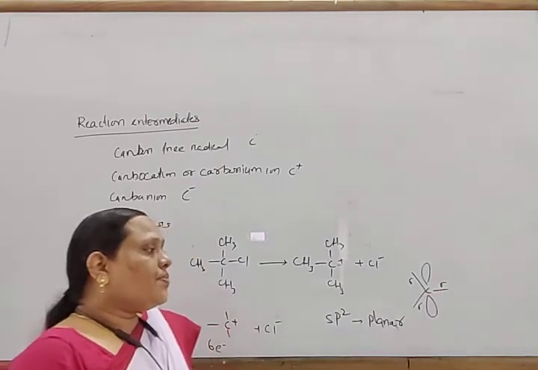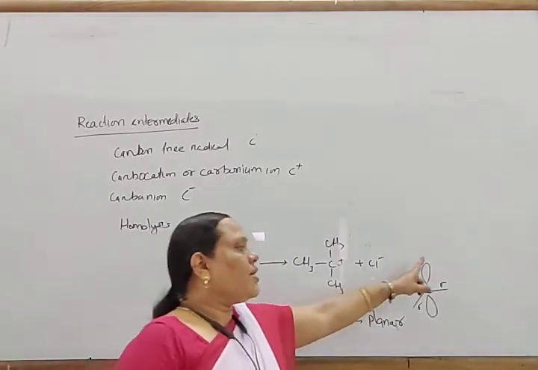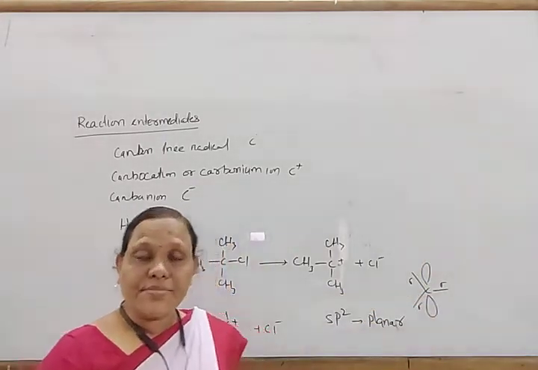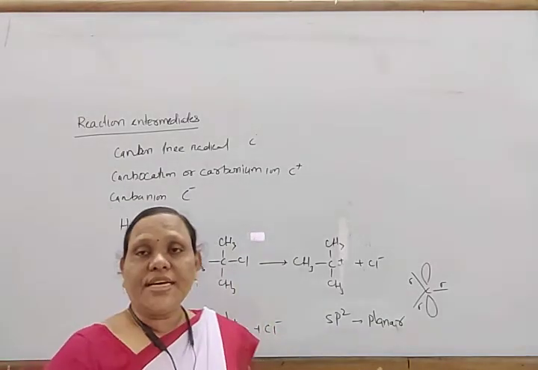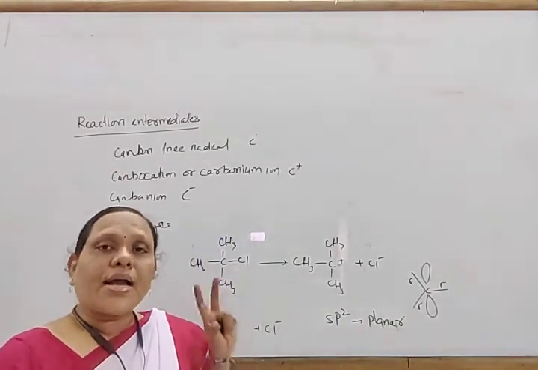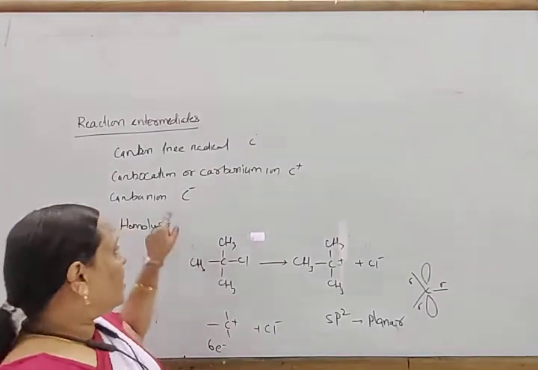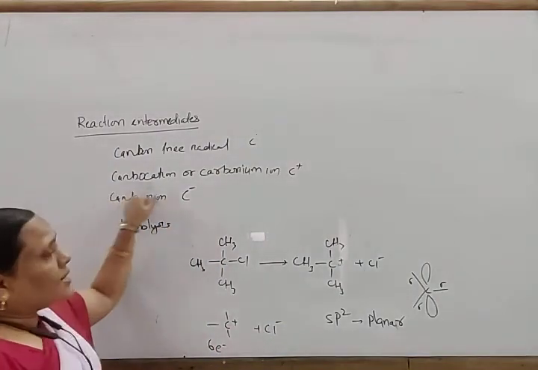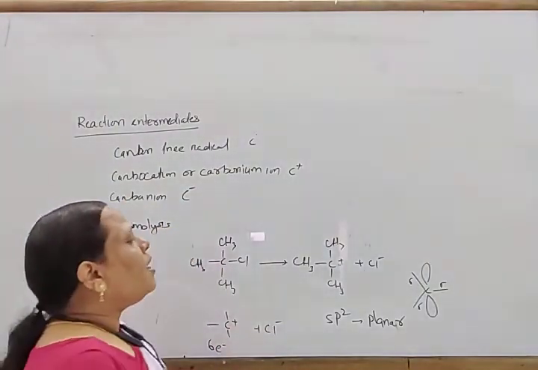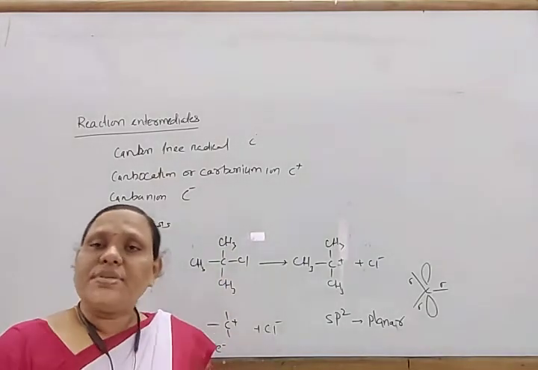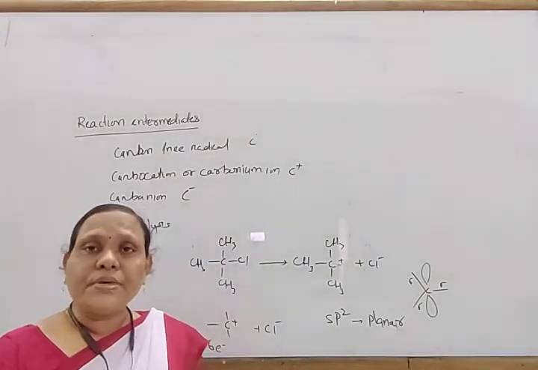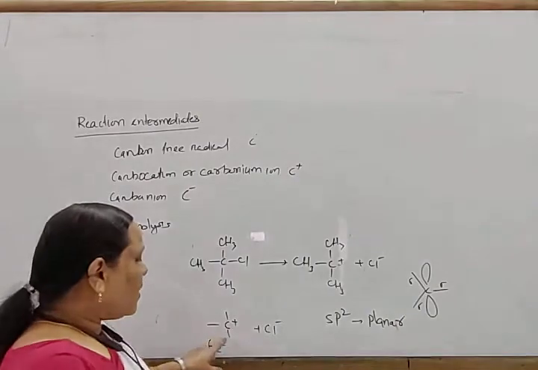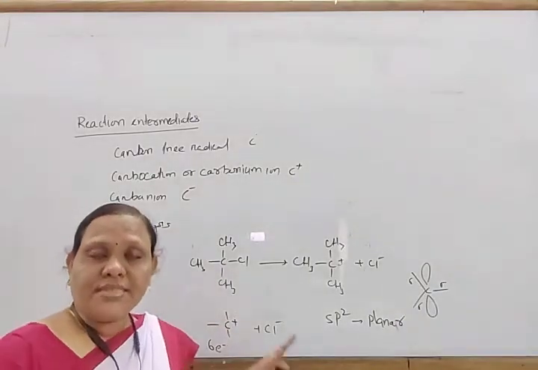Okay, so there are 3 sigma bonds, and there is one unhybridized p orbital that remains vacant. In this way the structure is planar. The carbocation structure is planar. There are different types of these carbocations depending upon the carbon atom which carries this positive charge.